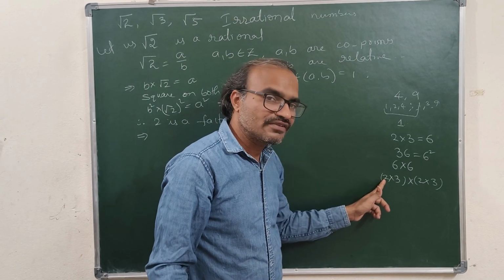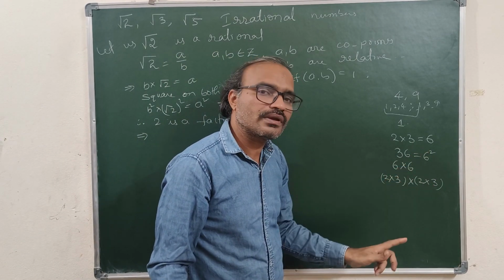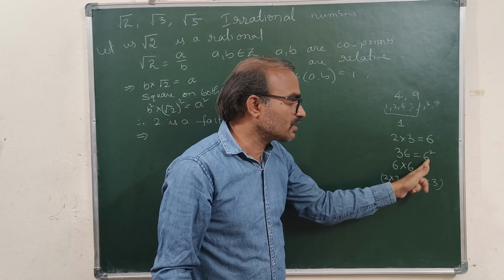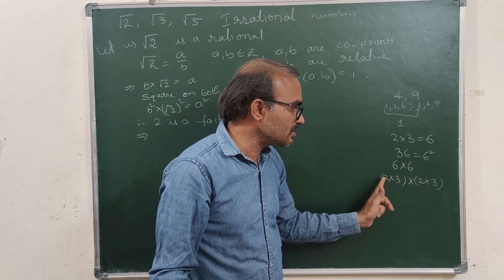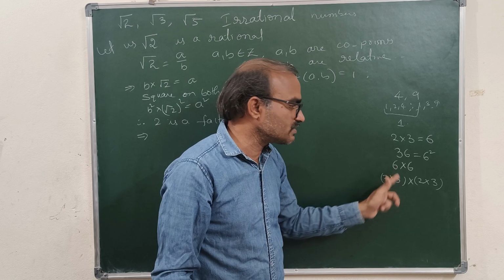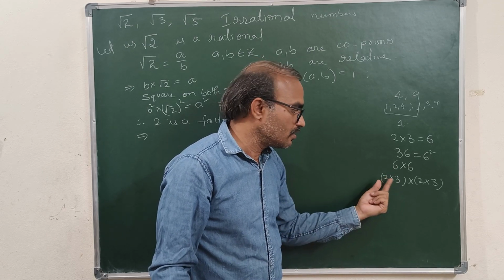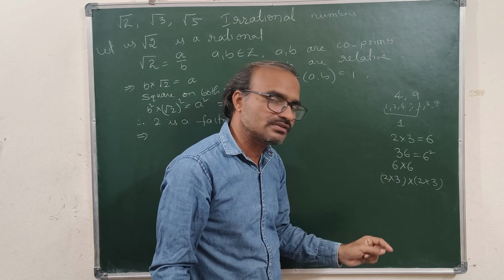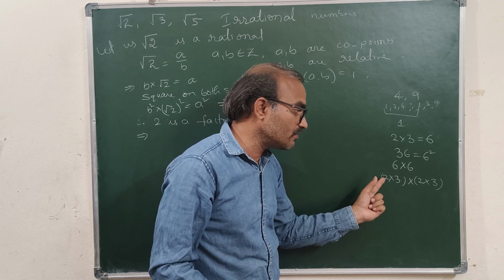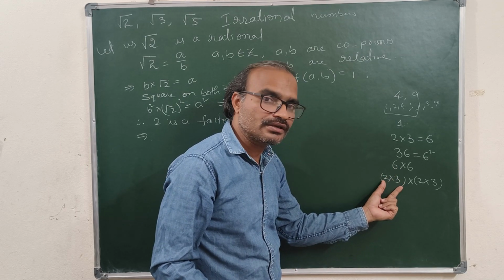2 is a factor of 6 square. 3 is a factor of 6 square. Then these 2 and 3 are also factors of 6, right? So it is applicable only when these numbers, 2 and 3, are factors.